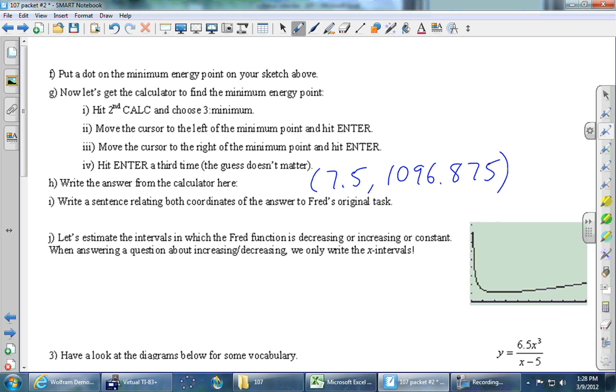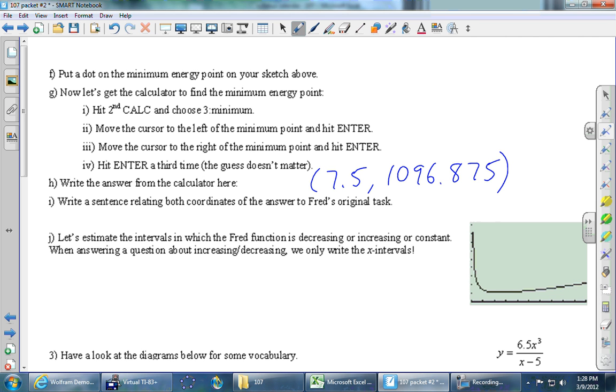Yes, Derek. Okay, let's take a look. Show me what you did. So let's do the calculation again. So do second calc. And then number 3. You can hit enter right now because it's definitely to the left of the answer.